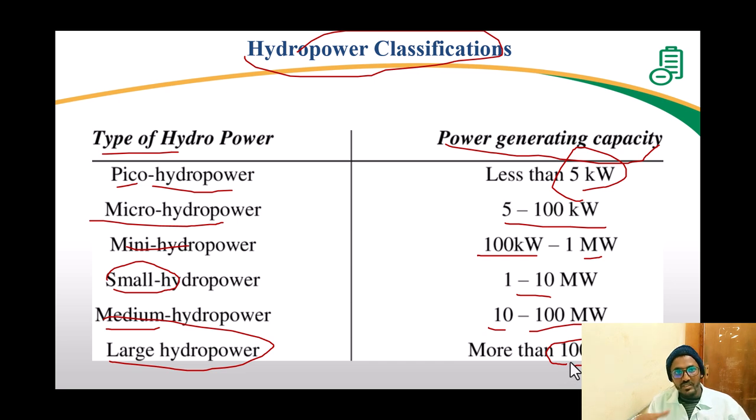So this is simply a classification for hydropower: pico, micro, mini, small, medium, and large, from 5 kilowatt to more than 100 megawatt, as we were talking about in the previous development of hydropower through time.